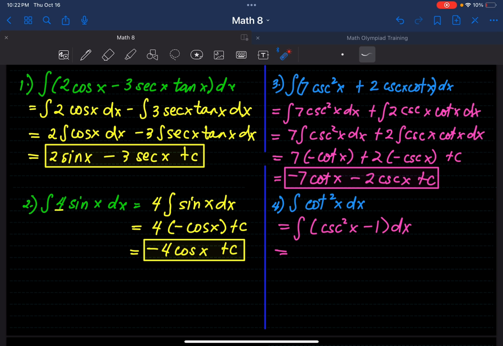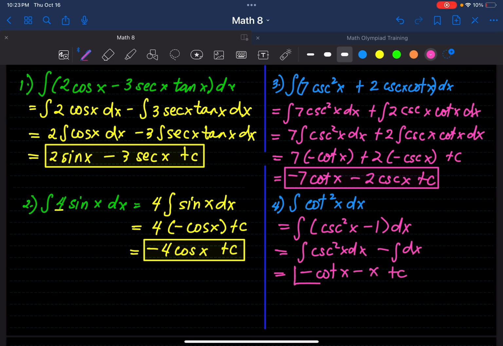So that is the equivalent of cotangent squared. And we can now apply the integral rule. So we have the integral of cosecant squared x dx minus integral of dx. And what is the integral of cosecant squared? That is negative cotangent x. And integral of dx, that is x plus c. So this is the answer for number 4.